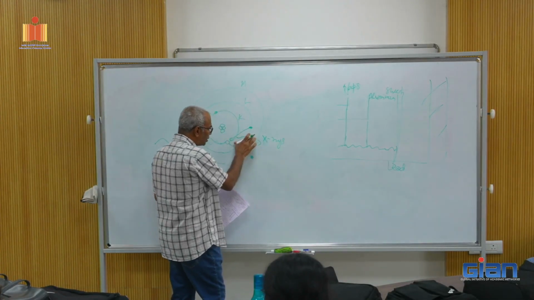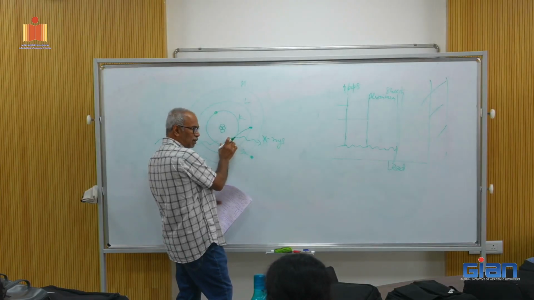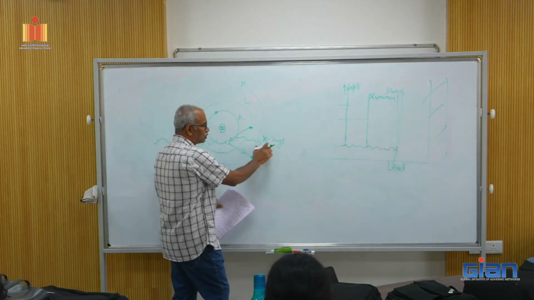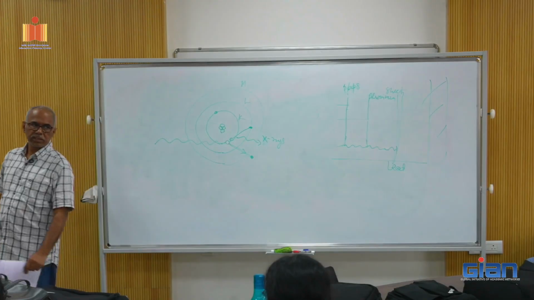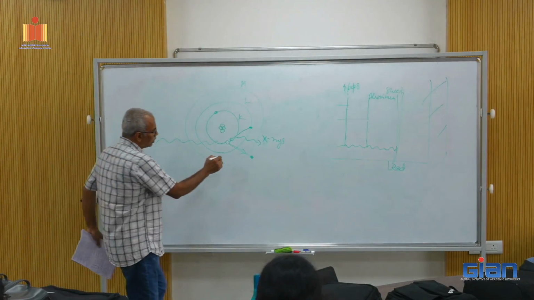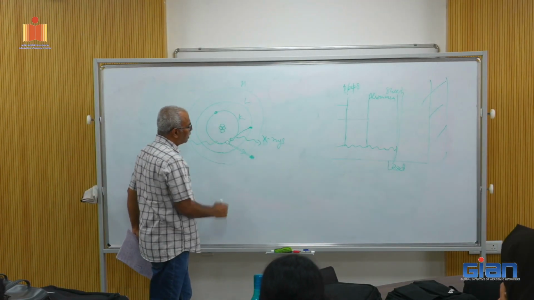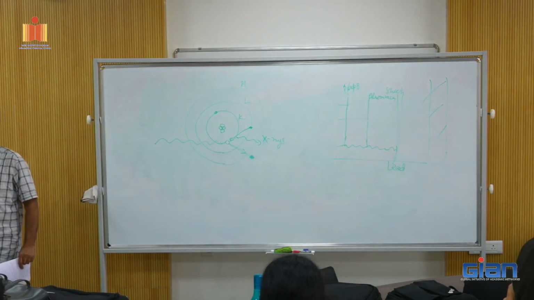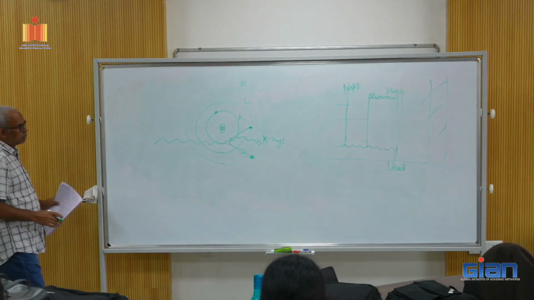These are characteristic X-rays because we know the energy level of K, and the binding energy difference will actually be an X-ray. So these are X-ray emission. Along with the electron, you will have characteristic X-rays. Okay, this is one possibility.